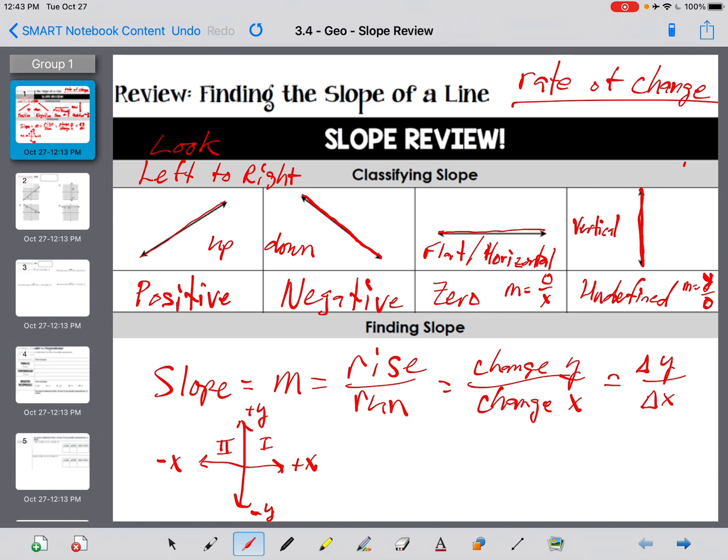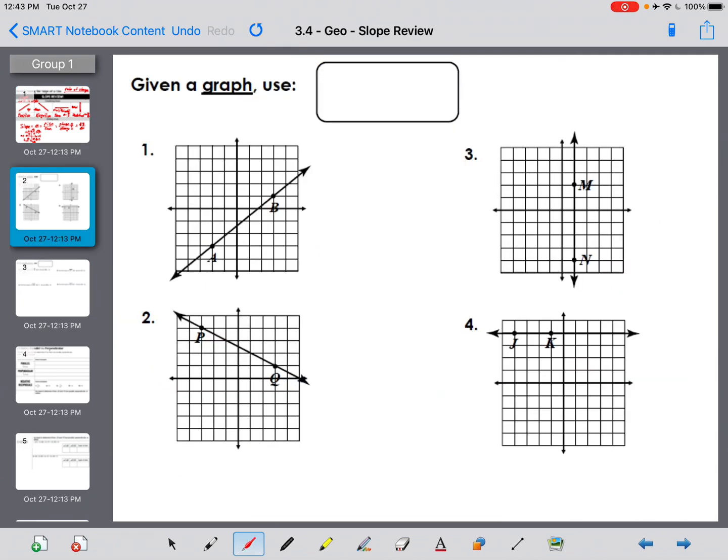Remember that this is quadrant 1, quadrant 2, quadrant 3, quadrant 4. Our coordinates are always x comma y. This is going to be plus plus. This one's going to be minus plus. This one's going to be minus minus. This one's going to be plus minus. Those are always x then y. It's always alphabetical.